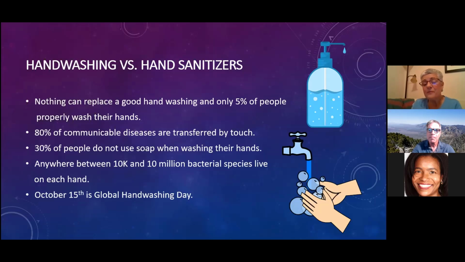And what I had said before about good bacteria, anywhere between 10,000 and 10 million bacterial species live on each hand. And that's not including your whole body too. And this is just what we need to survive. It's all part of our immunity. It's our first line responders. And that's why we do have this good bacteria in order to keep us healthy in the environment around us. And let's not forget, Global Hand Washing Day is October 15th, so it's right around the corner.